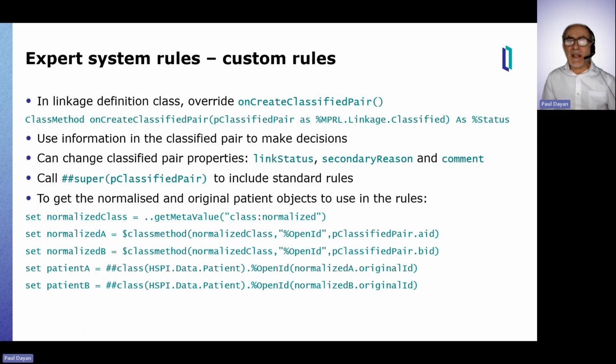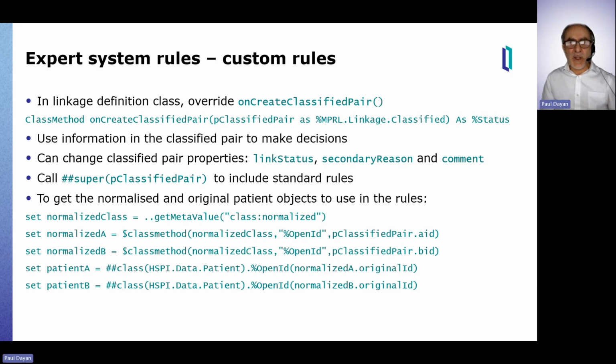If you want to create your own expert system rules, this requires some coding in ObjectScript in the linkage definition class. You override the onCreateClassifiedPair method, which is passed the classified record resulting from the weightings. Your code is only allowed to change the link status, secondary reason, and comment properties of the classified object. By changing the link status, you can, for example, change a pair that has been linked into a non-link for review. The secondary reason property allows you to specify briefly a reason why you made the change, typically a name for the rule. And the comment property allows you to give a more extensive description of why you made the change.